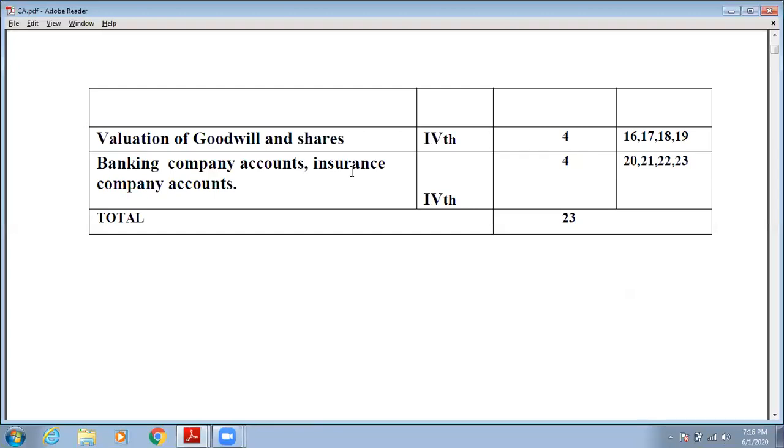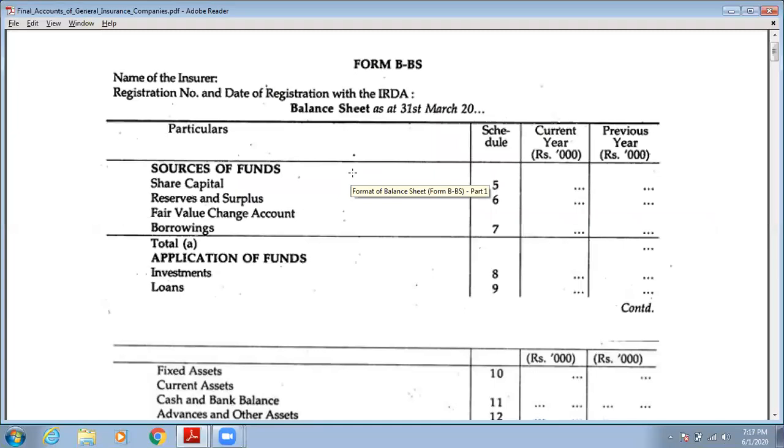There were three accounts. First is revenue account, second is P&L account, and third is balance sheet in the books of general insurance company. So a general insurance company will open three kinds of accounts. Now we have already discussed the format of revenue account and the format of P&L account in our last lecture. In today's lecture, we will see the format of balance sheet of general insurance company.